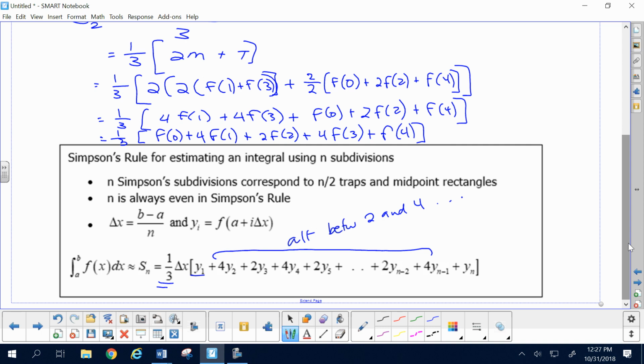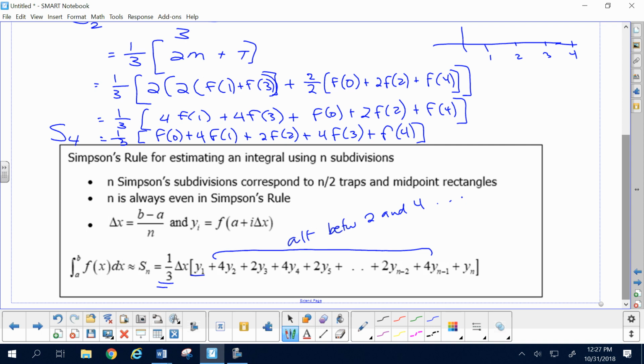If I were to label this with Simpson's rule, this is actually Simpson's rule, not with 2. I know we use 2 rectangles and 2 trapezoids, but it's actually 4 Simpson subdivisions, because if you include the points at which we did the midpoints and the points at which we did the trapezoids, we get 4 subdivisions. So this is actually Simpson 4.